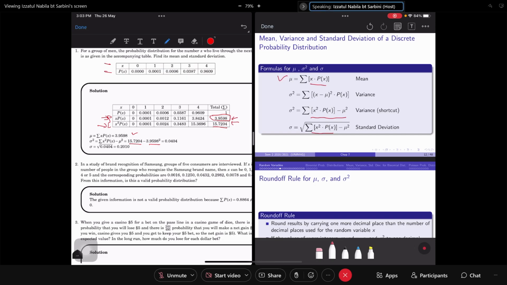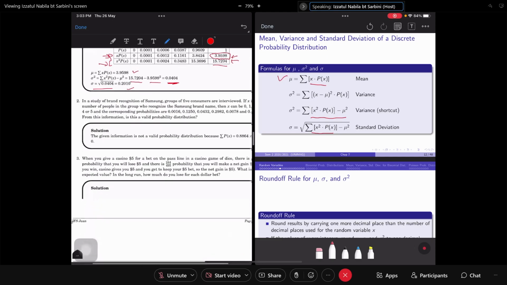As for the standard deviation, you know that it is the square root of the variance. So you just take the square root of the variance here, and you will get your standard deviation, which is 0.2010.